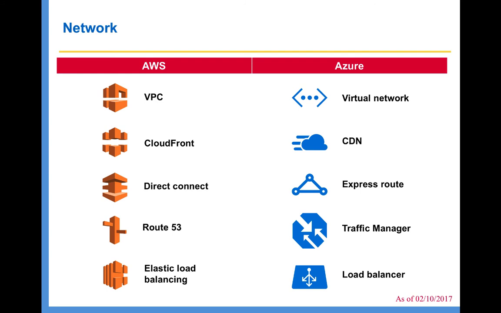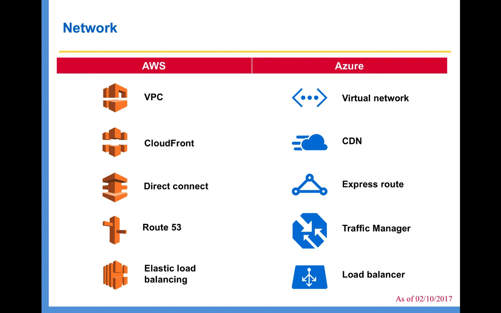And one important thing in cloud computing is how you can establish the connectivity between your on-premise data center and cloud. When it comes to AWS, you can connect your on-premise data center with AWS cloud using a site-to-site VPN. However, the site-to-site VPN will be over internet.